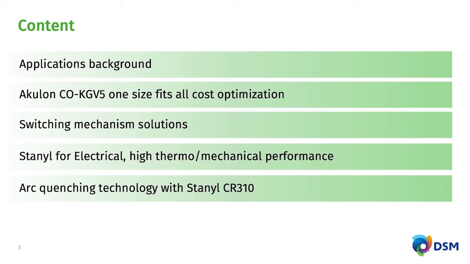In this presentation, I will briefly touch upon the applications in electrical power distribution. I will discuss a polyamide 6 solution for electrical housings, various switching mechanism solutions, Stanyl polyamide 4,6 for high performance electrical housing, and I will discuss arc quenching technology with Stanyl CR310.